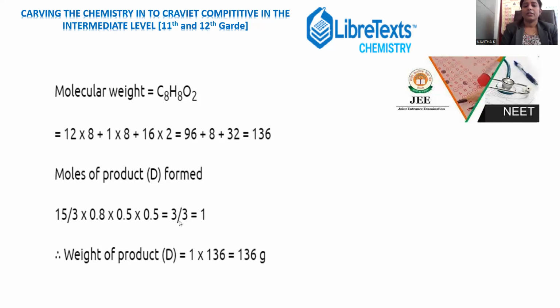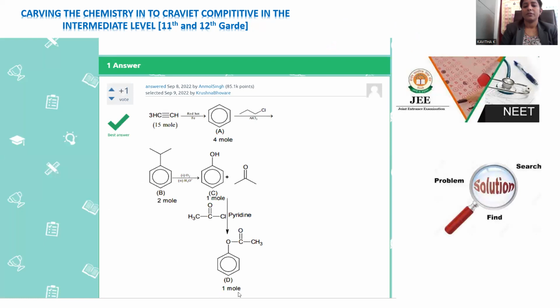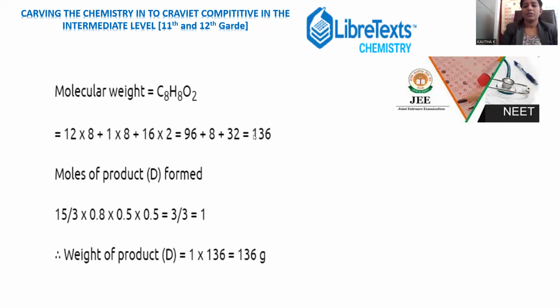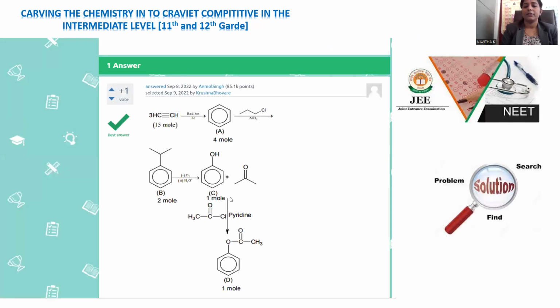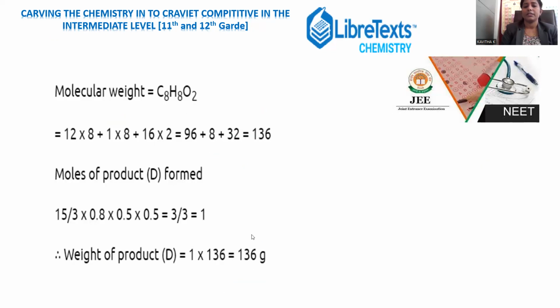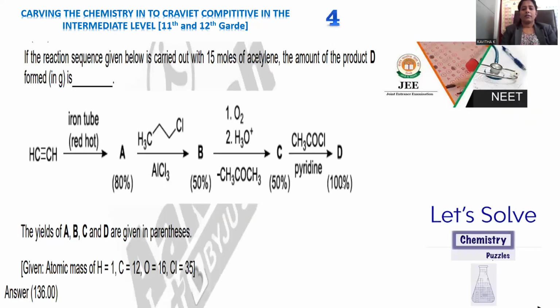So the final answer, after calculation of all this, we will get 3 by 3, which can be computed as 1. Then 1 is the number of moles of the product. Clearly you can see the number of moles of the product is 1 mole only. So 136 at 100%, they mentioned 100%, means 136 grams only. So 100% of 136 will be generated. That is the final answer for this question number 4.